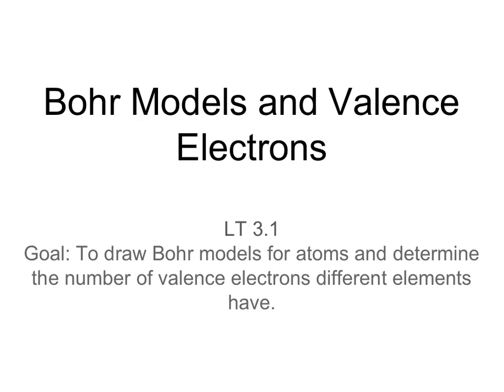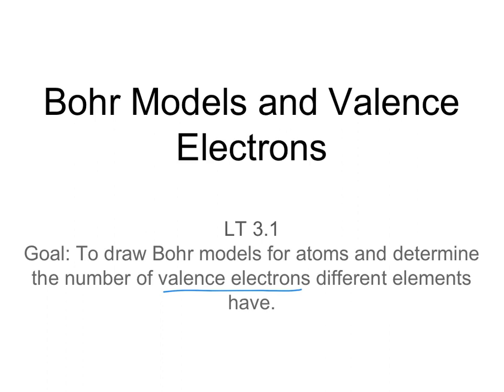Okay, so in Unit 3, we're going to be talking about covalent bonding, and we're going to start off by learning how to draw some Bohr models and then how to identify the number of valence electrons that different elements have. Valence electrons are going to be really important for us. Those are the electrons that are actually going to do the bonding.